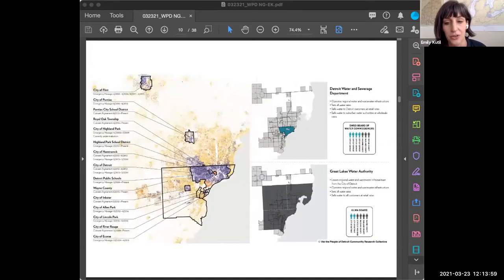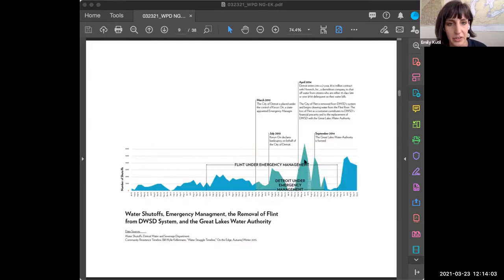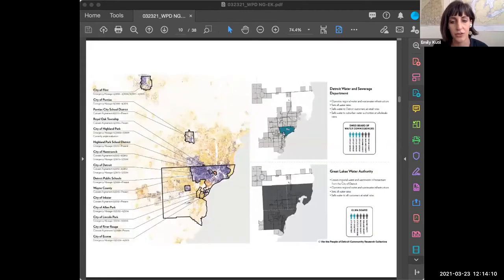Flint was Detroit's largest wholesale customer. Its removal from Detroit's system, and you can see that here in April 2014, weakened Detroit's finances and helped justify the transfer of control to the Great Lakes Water Authority, which has majority suburban leadership.